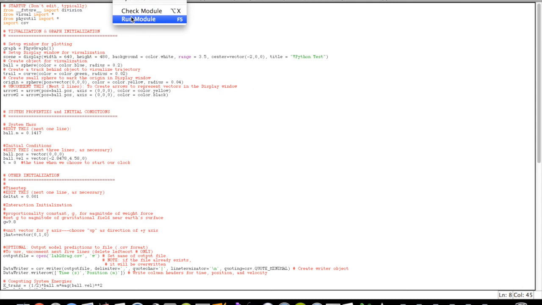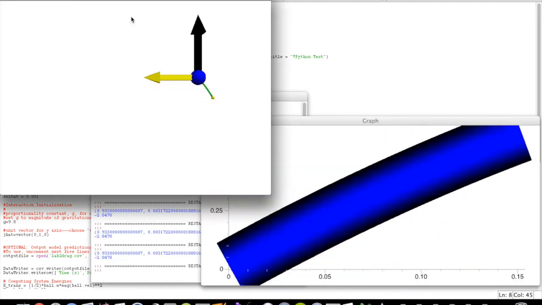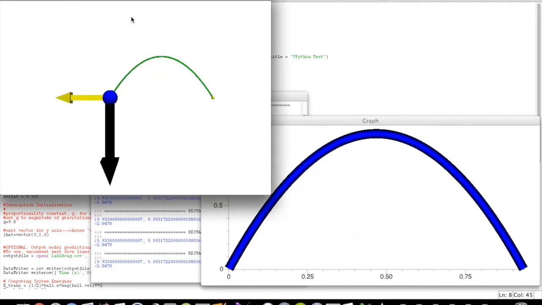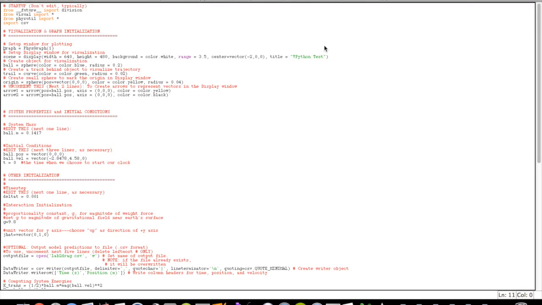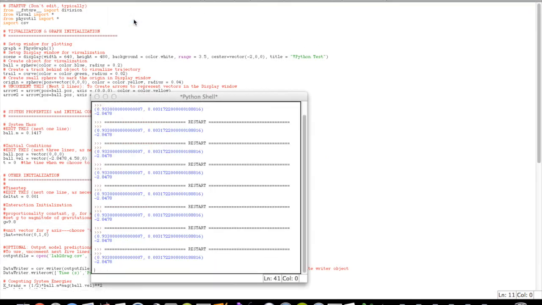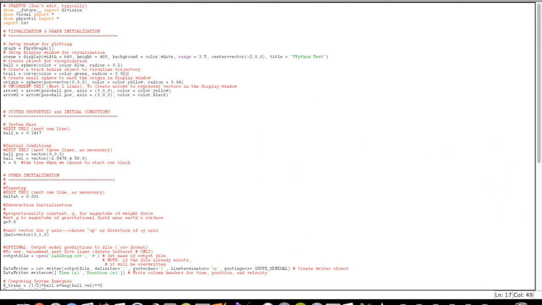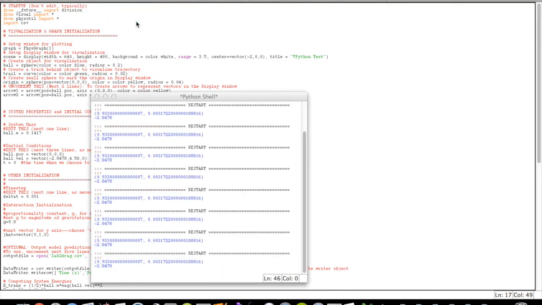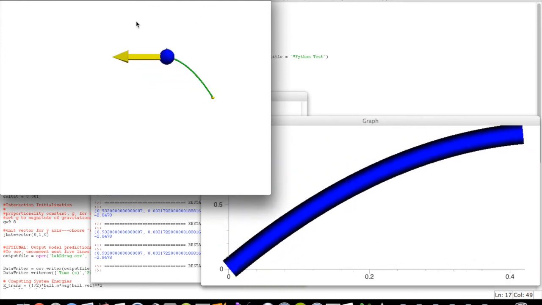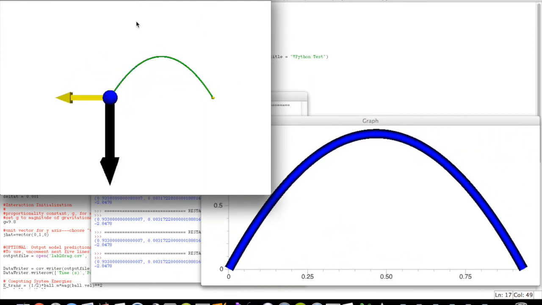Running my computer model, you will see a blue ball moving in a parabolic arc in the negative x direction. You will see a yellow arrow representing the velocity in the x direction and a black arrow representing the velocity in the y direction. You will notice that the x velocity stays constant while the y velocity changes over time, and this is because gravity is constantly acting upon the ball, which is bringing its y velocity down.